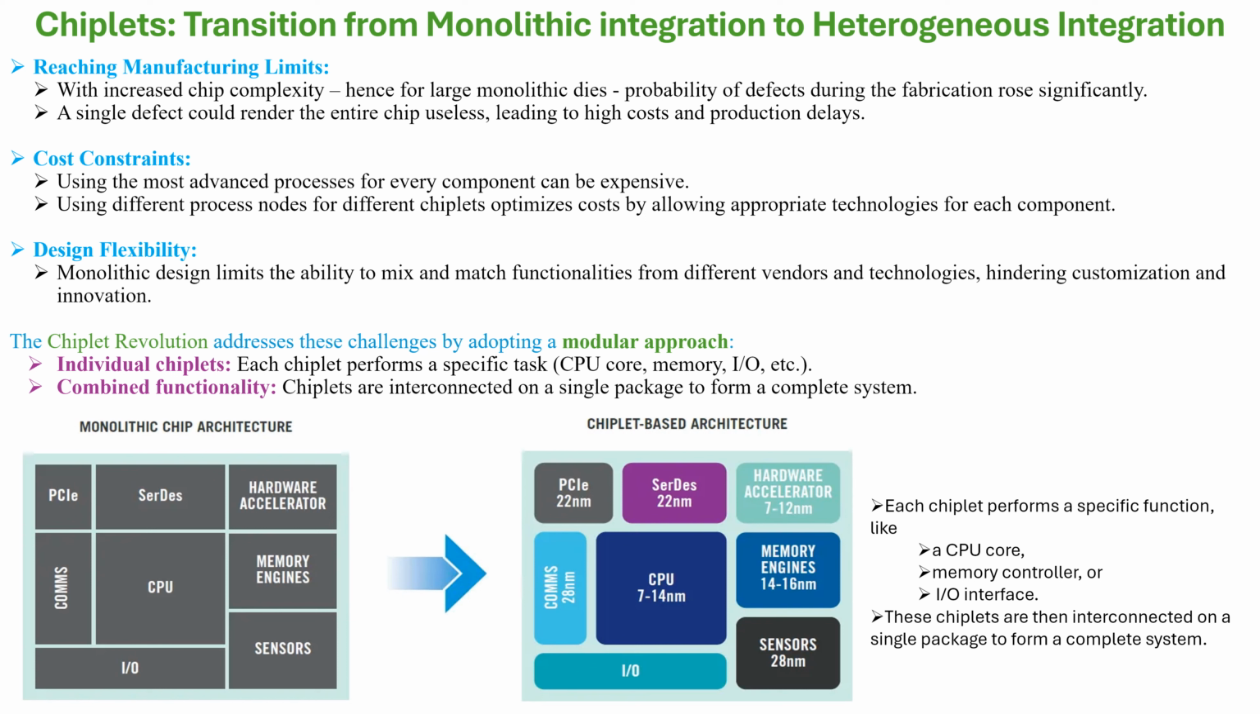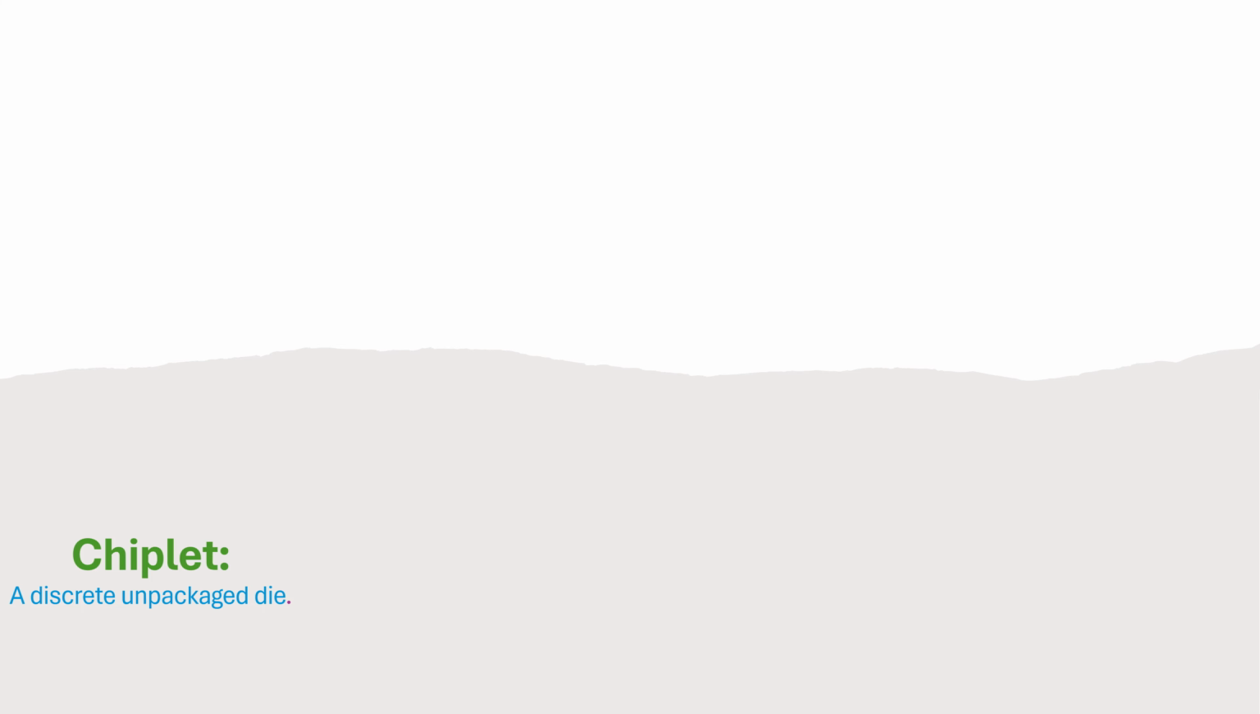Each chiplet performs a specific function, optimized. These chiplets are then interconnected on a single package to form a complete system. This is the concept behind it. Now let's see what these chiplets are. Chiplets are highly specialized functional blocks manufactured as individual silicon dies. In layman's words, a chiplet is an unpackaged die. Like we used to have discrete components, now we have discrete dies. That's all.